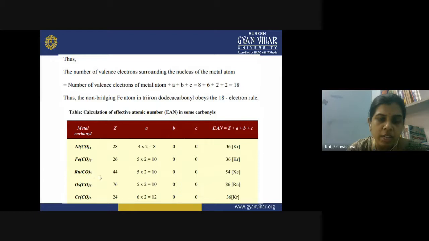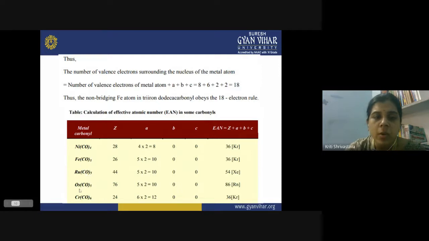So in Ru(CO)5, Z is 44, that is the atomic number of ruthenium. Five carbonyls in the terminal mode, giving 10 electrons, and there are no bridging carbonyls or metal-metal bonds. So a total of 54 is coming, and it is equal to xenon. Xenon is the noble gas present in the same period in which ruthenium is present.